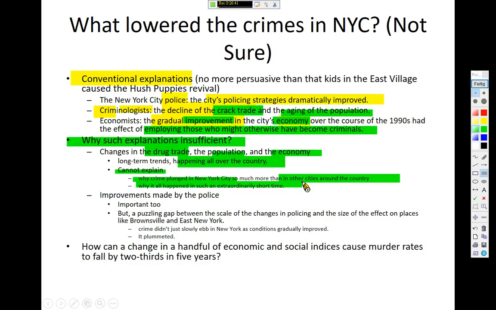So we have seen two major concerns. Economy, drug trade, and aged population cannot be used to explain why the crime rate in New York City plunges so fast, but it does not happen in other cities. And the second one cannot explain is why it happens so quick. Why? Cannot, right?